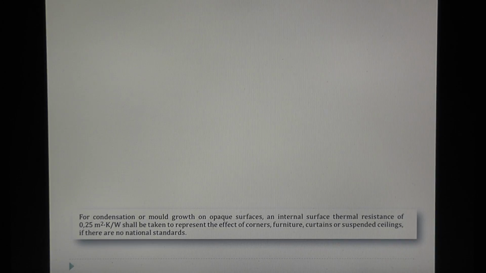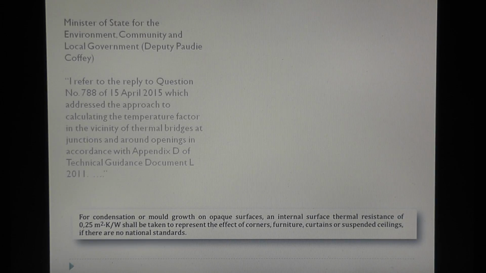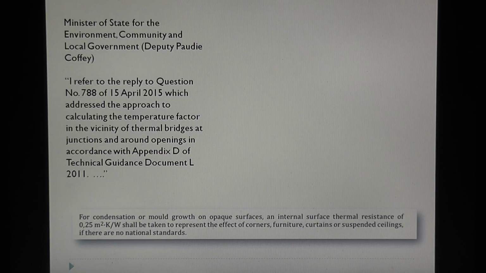The issue really comes down to paragraph 4.4.1, which is about the increase in the surface resistance factor to 0.25, and when it applies and how it should be applied. So we saw clarification from the Minister. And happy to say that the Minister accepted the question and was clear that he wished to answer it.